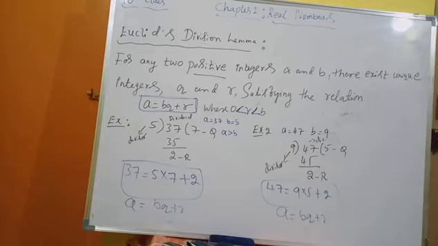I'll repeat again. The unique integers q and r are nothing but the quotient and remainder. Euclid's division algorithm is stated for only positive integers, but it can be extended for all integers except 0. When a and b are positive integers, then q and r can take values only from whole numbers. This is the most important point to keep in mind. This is about Euclid's division lemma.